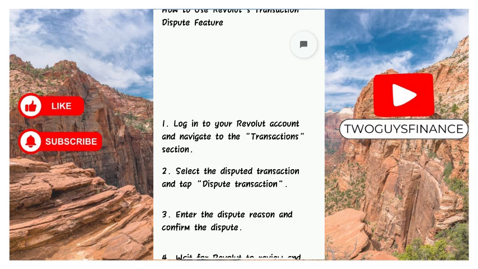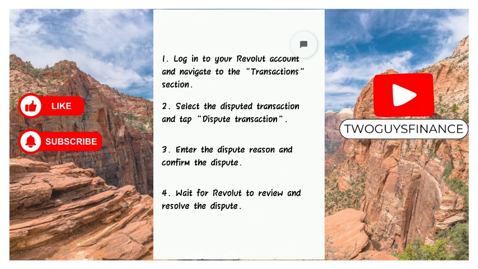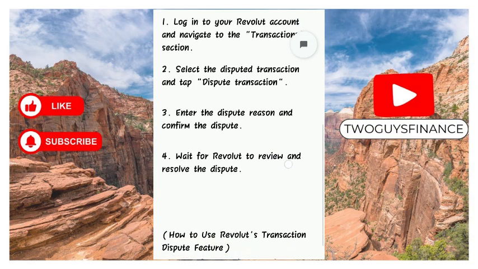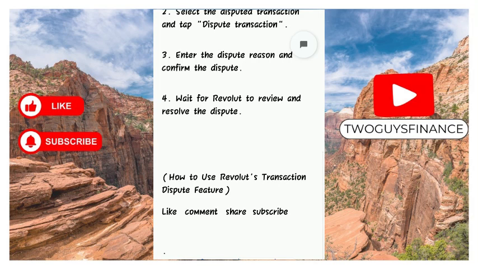Next, you want to enter the dispute reason and confirm the dispute. Next, you gotta just wait for Revolut to review, and they're gonna help you to resolve the dispute. And yeah, that's pretty much it on how to use Revolut's transaction dispute feature.